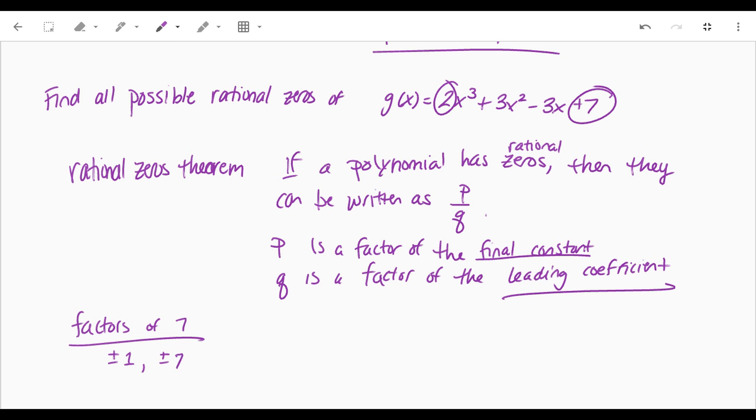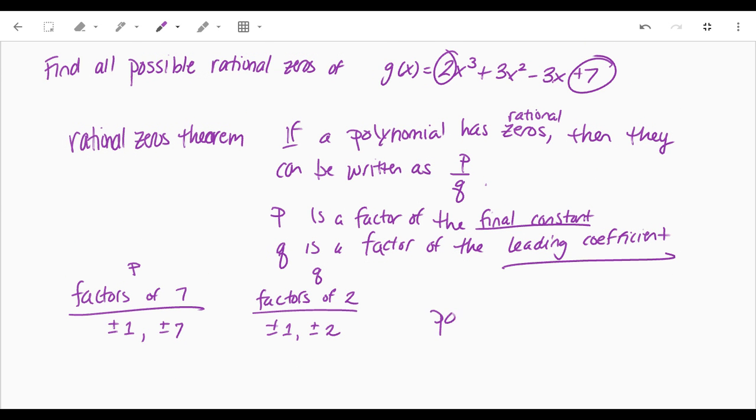Factors of 2: positive and negative 1, positive and negative 2. Now remember, factors of 7 will give you your P's, factors of 2 will give you your Q's, and we get all the possible combinations. So your possible zeros would be, and it's just all positive, negative, right? We could have from P, 1 over 1 or 1 over 2.